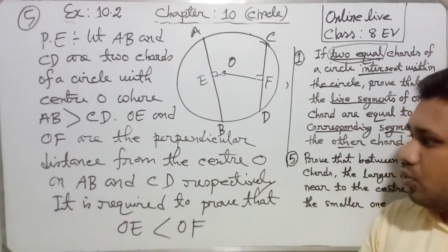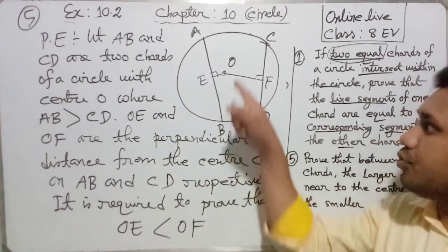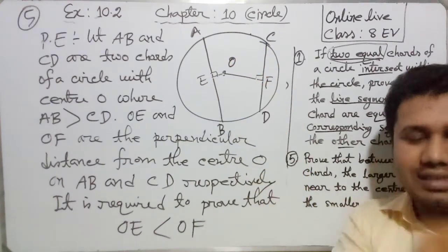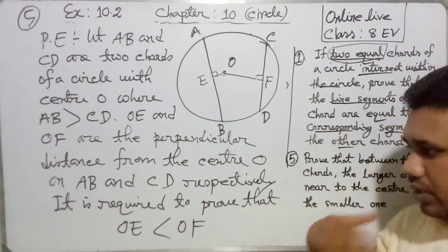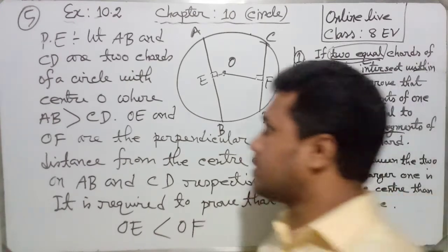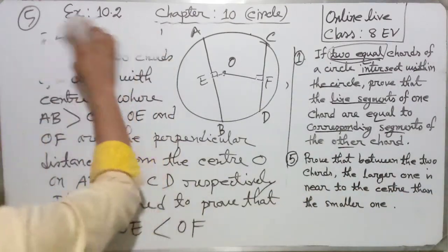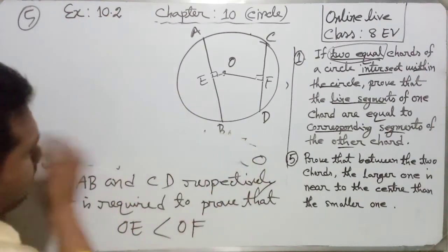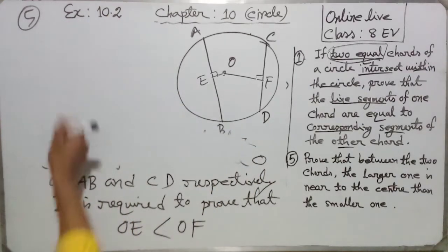Now we need a construction. If we join OA and OC, then we will get two right angle triangles. So we need a construction. So dear students, now construction.